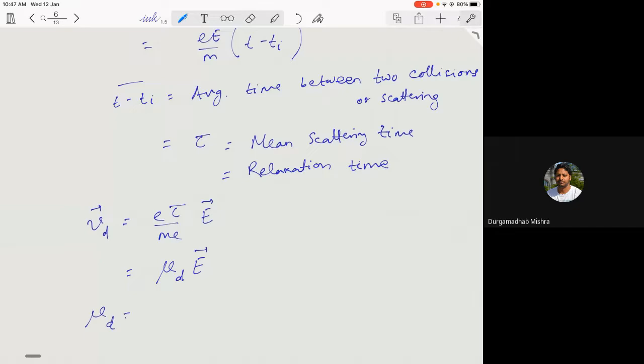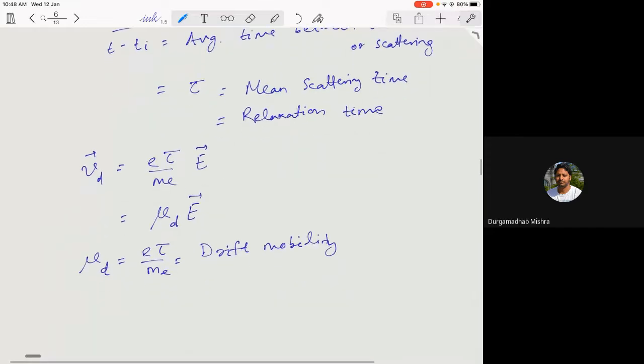which you can write as the term eτ by m, represented by mu D. So what is mu D? It is known as the drift mobility. It depends on, of course, the charge carrier: what is the charge on the charge carrier, the mass of the charge carrier, in case here we have an electron, and the relaxation time tau. And tau is related to the microscopic scattering processes.